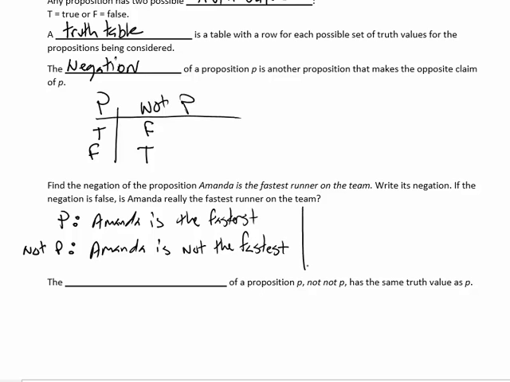Okay, so now that we have the negation, let's do a little analysis here. We're told that the negation is false. So we're told that not P is false, which means logically then, by default, that P would have to be true, and thus in context that means that Amanda is in fact the fastest runner. Okay, so that's all that really means.